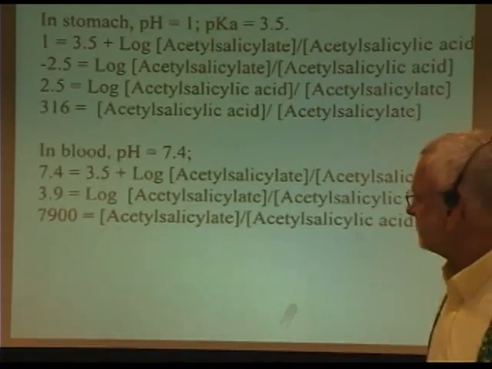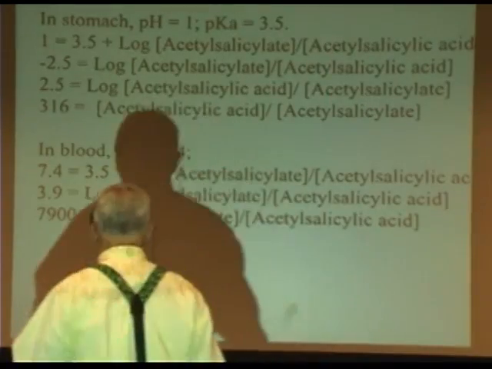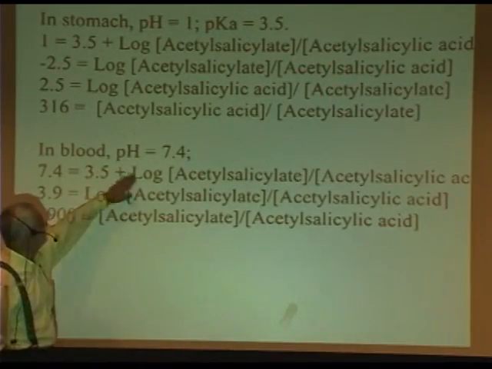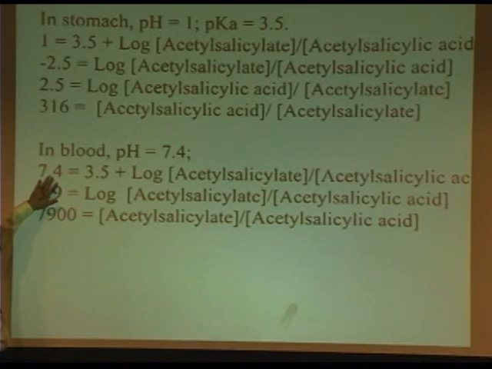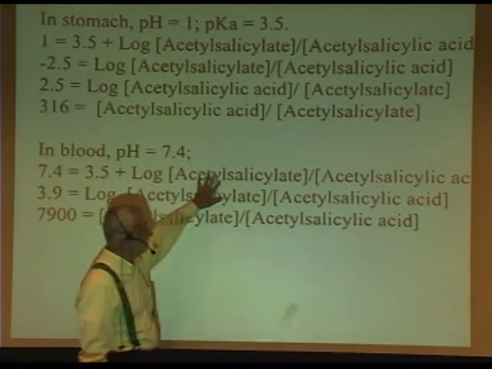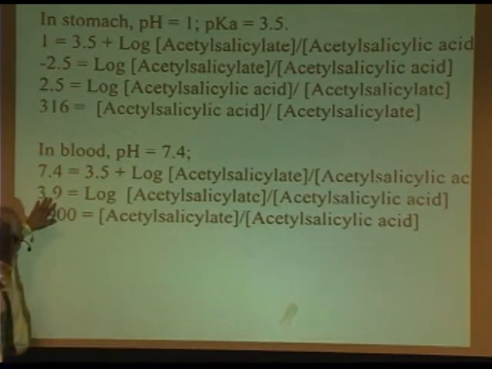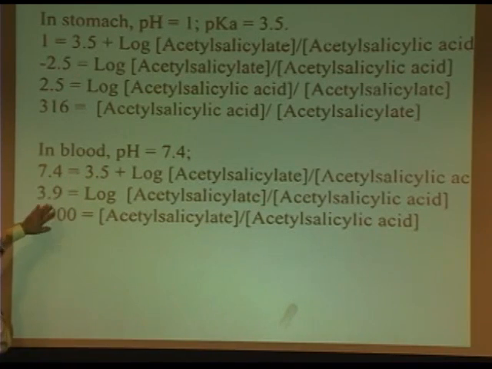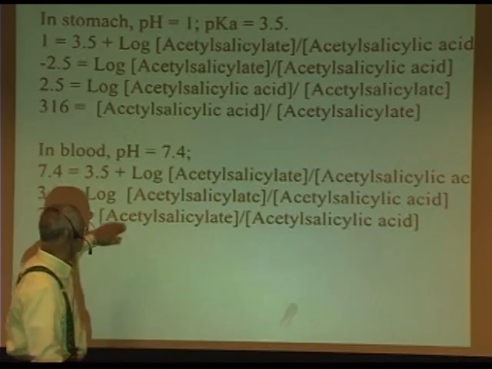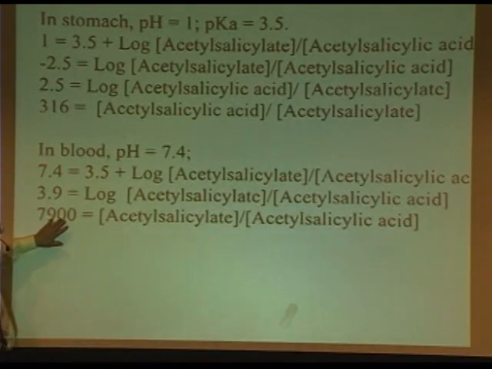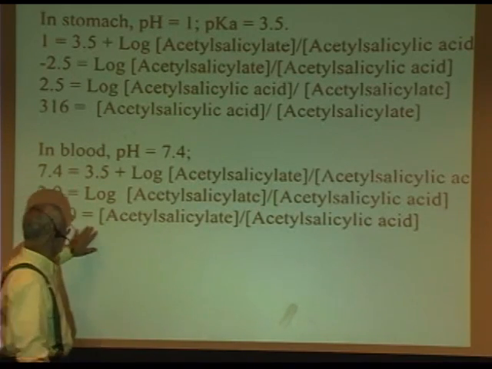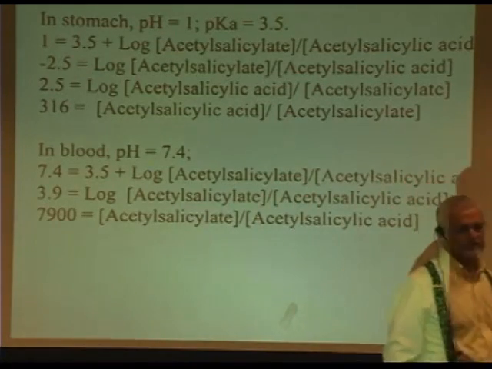Okay, in the blood it's 7.4. In the blood, the pH is 7.4. So we set the equation up again. The equation is the pH equals the pKa plus the log of the salt over the acid. We move the 3.5 to this side, and it turns out to be 3.9. This is between 3 and 4. So we know it's between 1,000 and 10,000, this ratio here. And sure enough, when we solve for the anti-log, 10 to the 3.9 is equal to 7,900. That's the ratio of the salt to the acid.